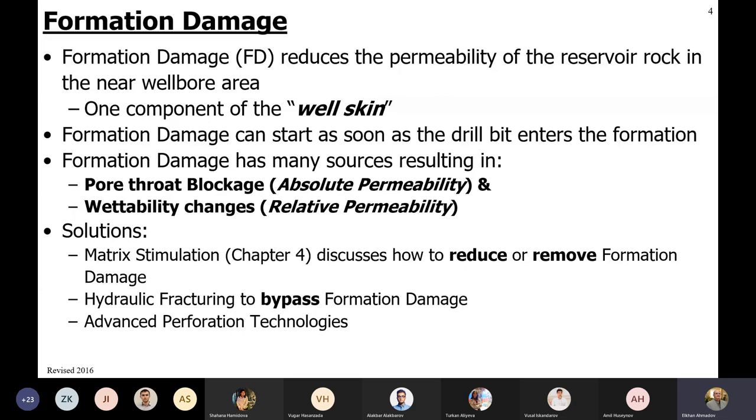How do we solve this problem? How do we get rid of this problem? First of all, it is matrix stimulation, which we will discuss in chapter 4, where we will learn that we can reduce the formation damage effect, or prevent it, or remove it totally from the reservoirs, or we can remove the effect of formation damage by matrix stimulation. Another way is hydraulic fracturing to bypass the formation damage.